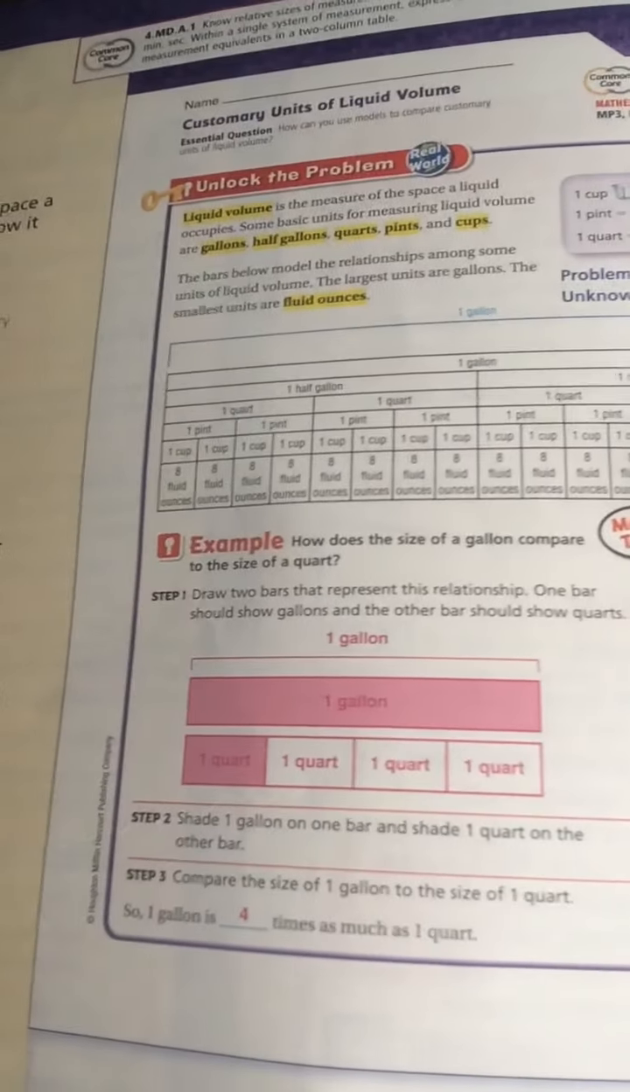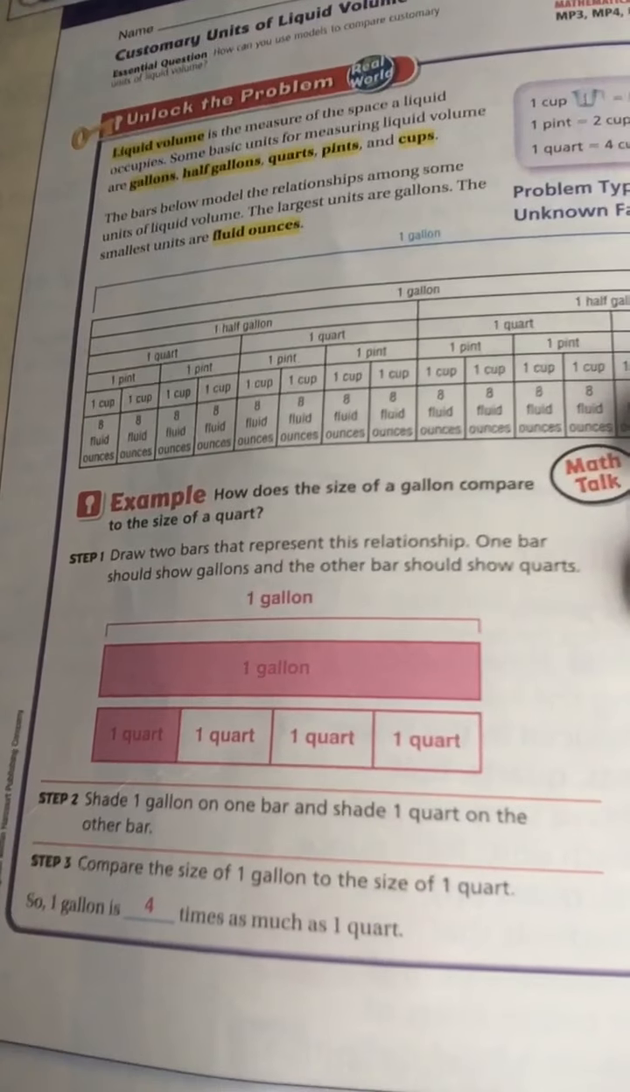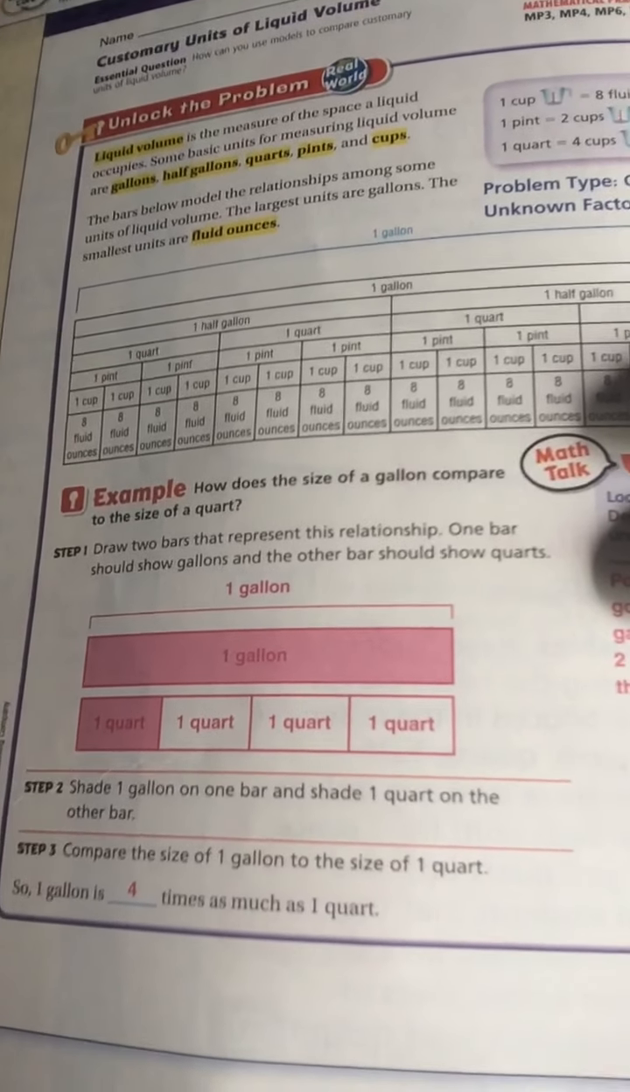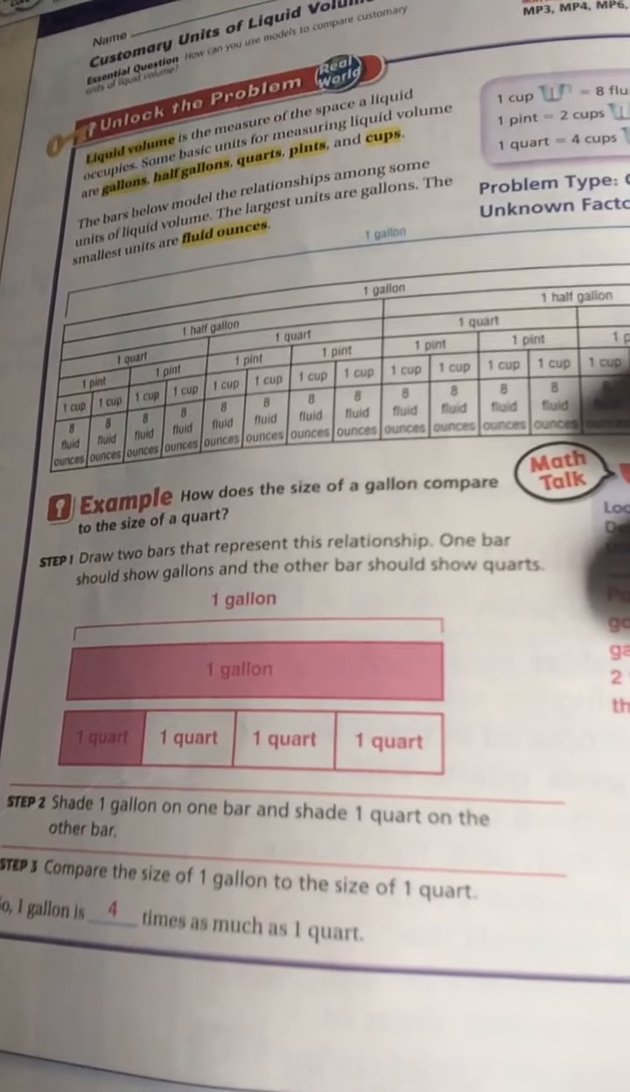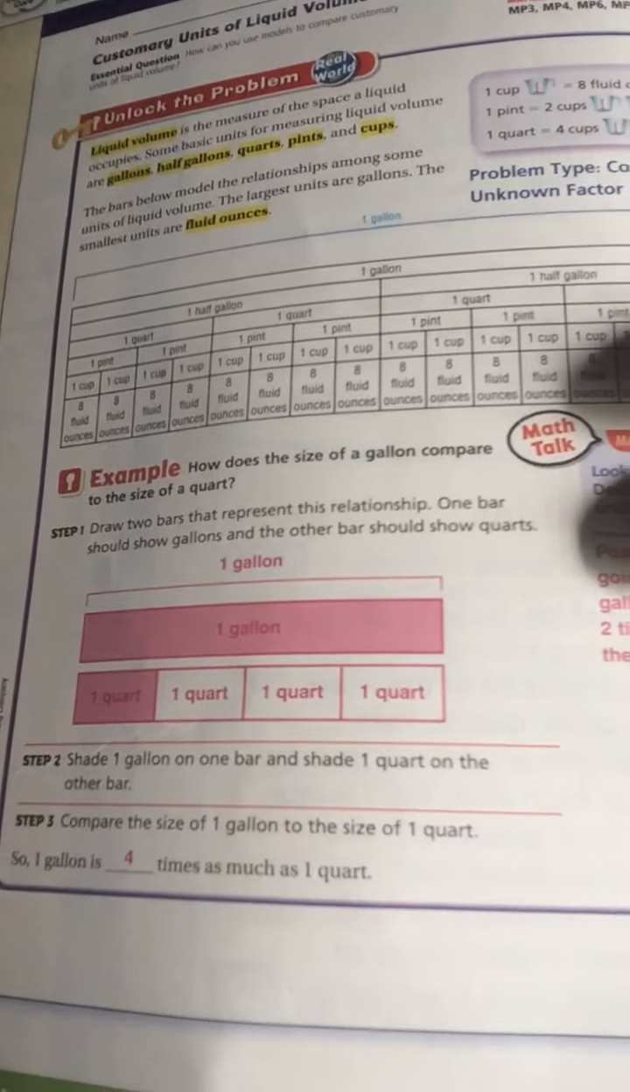So it says here, how does the size of a gallon compare to the size of a quart? What they did for you here is basically they drew you a bar model. See down there, we have 1 gallon. And underneath it, if you notice, a gallon can be broken up into 4 quarts. If we shade in 1 quart, and then we shade in 1 gallon, we notice that 1 gallon would equal 4 quarts. So basically a gallon is 4 times as much as a quart, or 4 times greater than 1 quart.